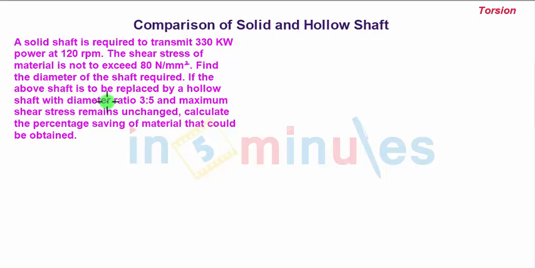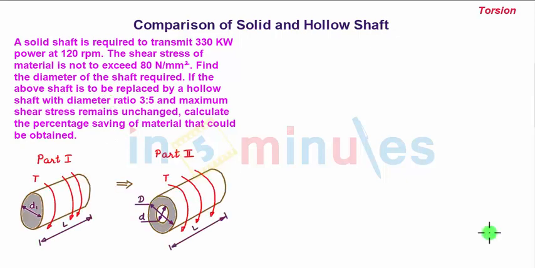So we first draw a representative figure of the problem. We show the representative figure of this solid shaft whose diameter is d1 and length L, which is being subjected to some torque T due to the power of 330 kW being transmitted. Now in the first part, we have to determine this diameter d1.